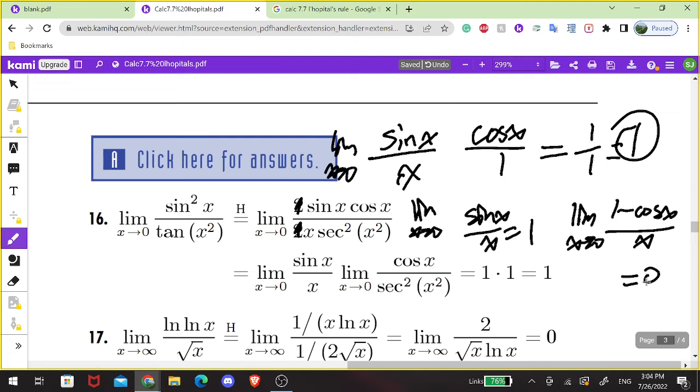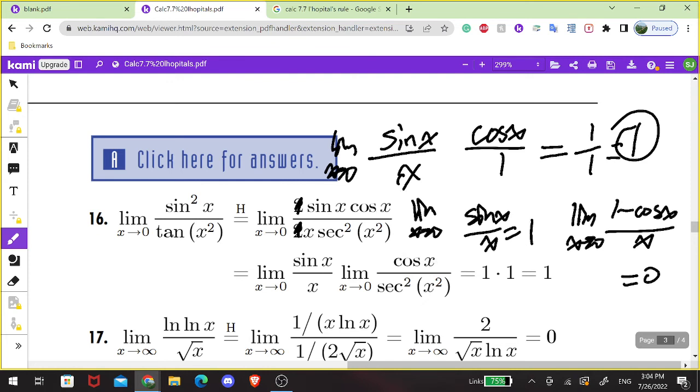0 over 0, L'Hopital applies. We take the derivative: sine x over 1, and sine of 0 is 0. So the limit as x approaches 0 of sin x over x is 1, and the limit as x approaches 0 of (1 minus cosine x) over x is 0. And you can find both of these by using L'Hopital's rule.